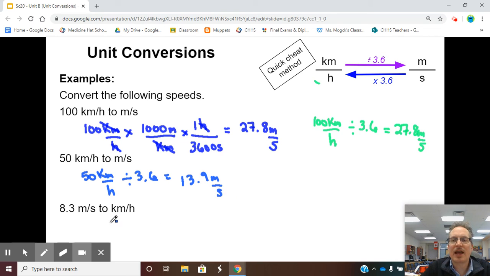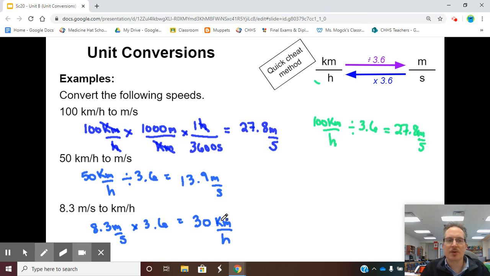I would like you to try the last one again using the cheat method in the corner. Because we're going from meters per second to kilometers per hour, we're going to multiply this time by 3.6. And that is 30 kilometers per hour. So 8.3 meters per second is the same as 30 kilometers per hour. This is what you would drive in a school zone.